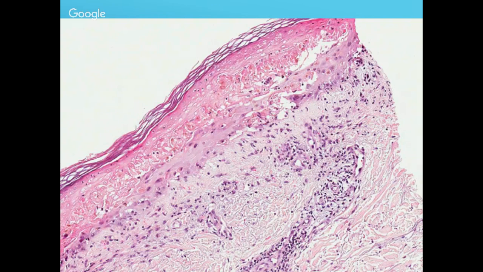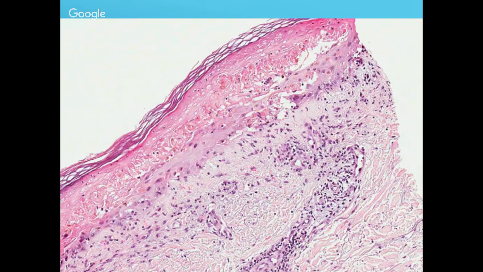Now the second question to ask yourself is, do I see dyskeratotic cells in the epidermis? In this one, you can see there are tons of dyskeratotic cells. So if you see dyskeratotic cells in the epidermis, your differential diagnosis becomes very limited actually. Either you are dealing with erythema multiforme, or graft-versus-host disease, or a fixed drug eruption. That's it. Those are the only three conditions that are going to be in your differential.